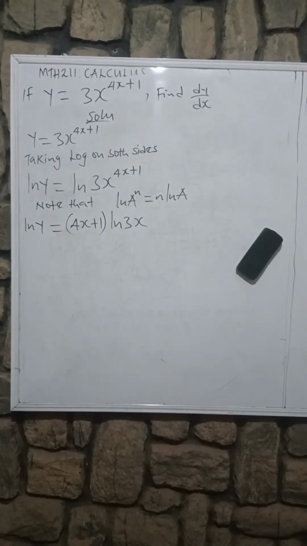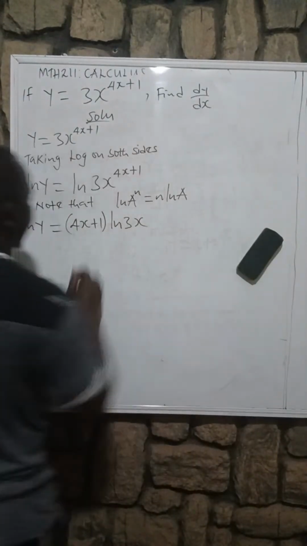Tell us what to do, please. We are going to use the product rule, true or false? Product rule, right? We use the product rule, right? Okay, so let's use the product rule on the right hand side.